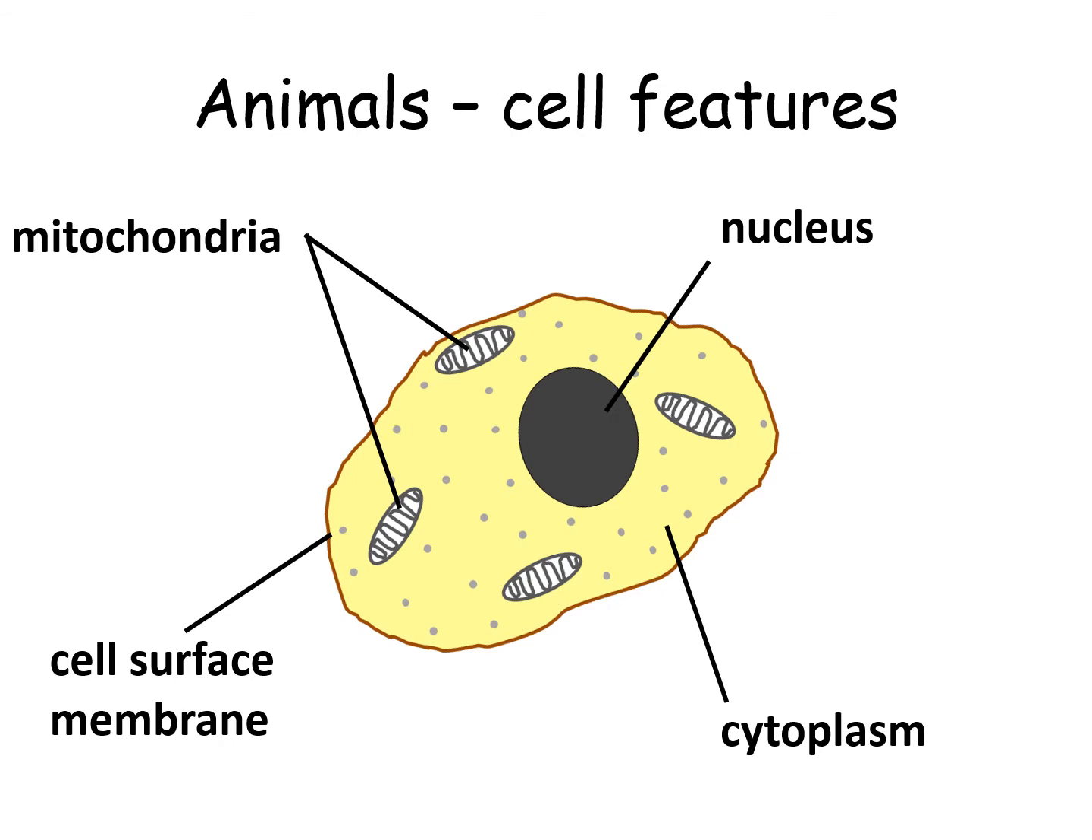Cell surface membrane on the outside, which controls which substances come in and out. You've got your cytoplasm in the middle, which is where all the chemical reactions take place within the cell. The nucleus contains the DNA and acts as the control center of the cell, deciding what functions it needs to carry out. And then lastly, we've got these mitochondria. This is a slightly higher level organelle, but this is one that's responsible for respiration. This is where respiration takes place within the cell.